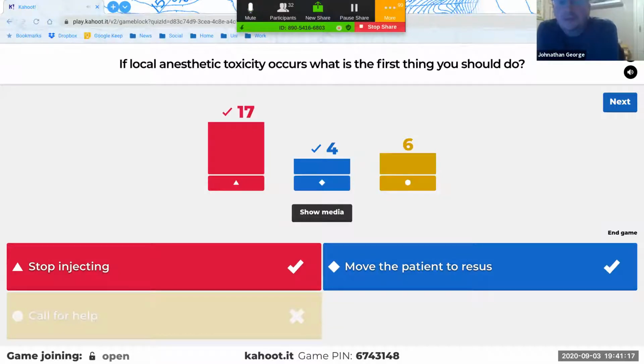Then we get help. If we've got a resus in our department, then we move into our resus. But we make sure everything else is sorted for that patient. But we've got to make sure that medication has been stopped.